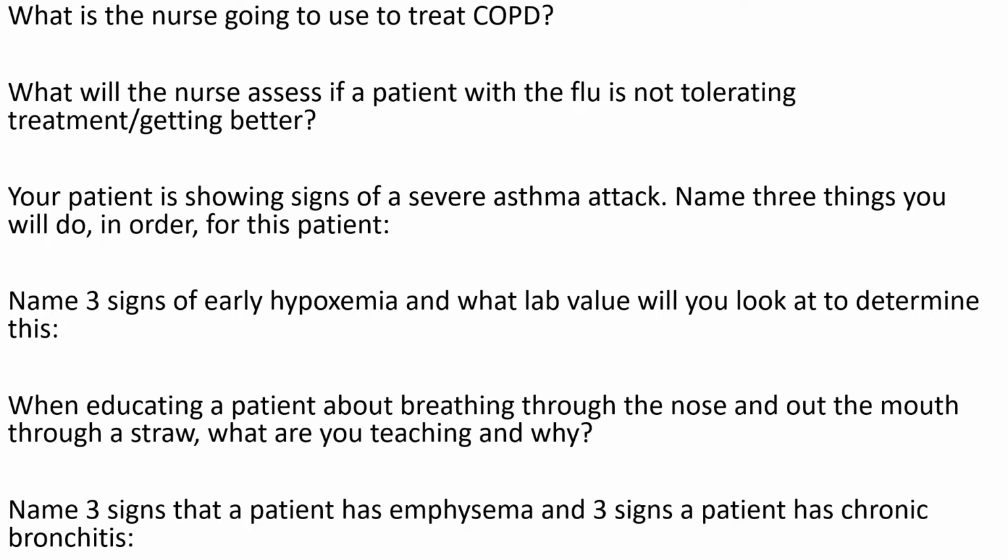All right, name 3 signs that a patient has emphysema and 3 signs that a patient has chronic bronchitis. Three signs for emphysema: barrel chest, increased CO2 retention, shallow breathing, skinny or low BMI with the big chest, which is a barrel chest, and anxiety. And then chronic bronchitis: cyanotic, obese, increased respirations, CO2, and sputum.